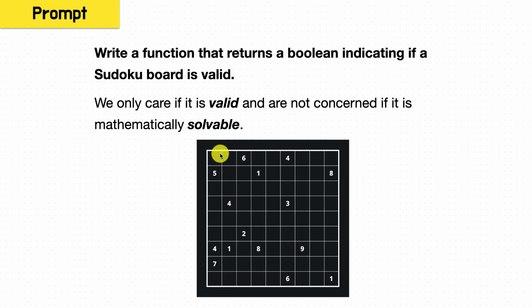But with a normal Sudoku board, valid means you can't have the same number in any column, row, or subsquare. So you're just given an initial board and you want to know if this initial board is valid. It may or may not be actually able to be solved based on the construction. It's just simply checking for the validity of this initial state.